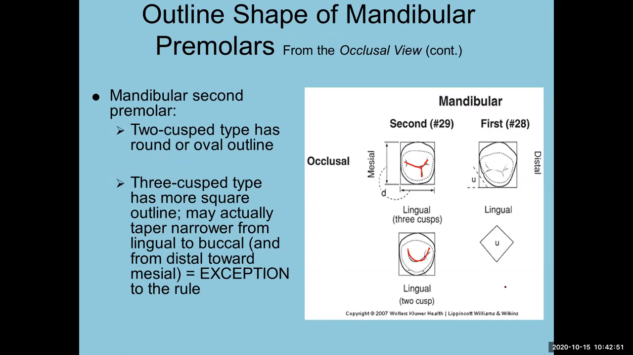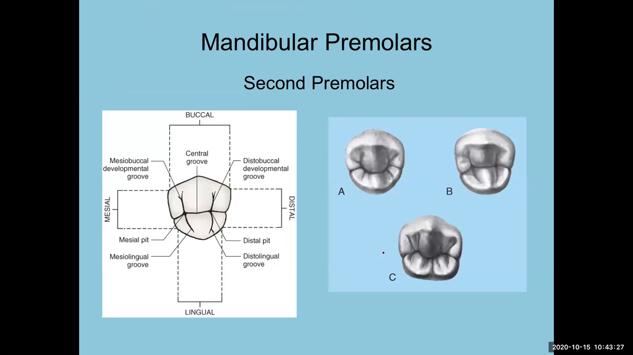Y, U, and an H. The three cusp type is more square outline, because you've got a larger lingual than you do on the facial. And this is an exception to the rule. Remember we say that the lingual is always narrower, except for the three cusped type of mandibular second premolar, because it's got two lingual cusps. Got the U, H, and Y.